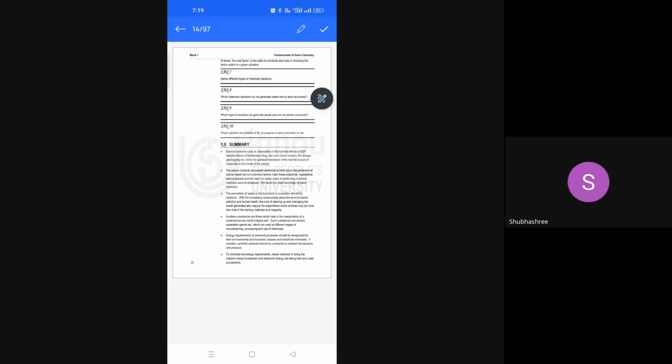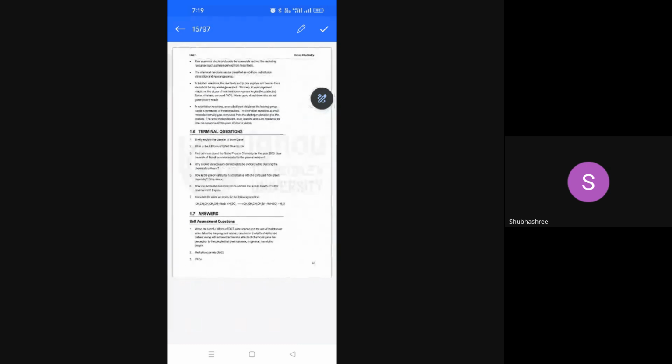Then read the summary of the reaction, whatever I told you. All the things are written in a shortcut way, and I have already highlighted different points. Then terminal questions and answers are there, so you should read and remember them. Some short questions may arise in the examination. For your convenience, I am telling one question here: briefly explain the disaster of Love Canal.